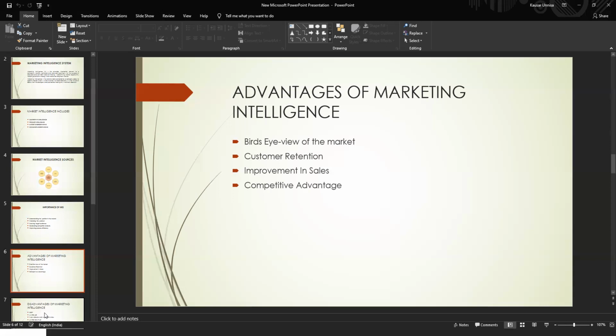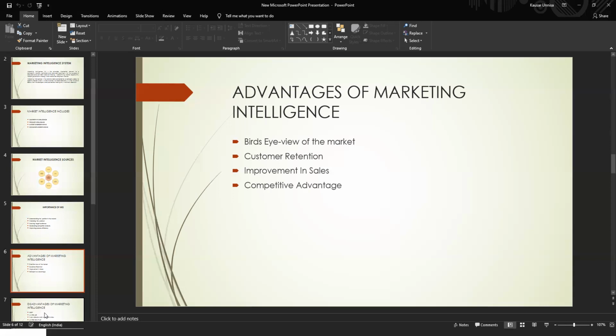The second advantage is customer retention. We know that beyond satisfaction, customer retention is very important in modern marketing. Market intelligence helps us analyze our customers, how to build their loyalty, and what areas we need to improve to make our customers happy. It also helps us retain them and improve the customer's lifetime value.